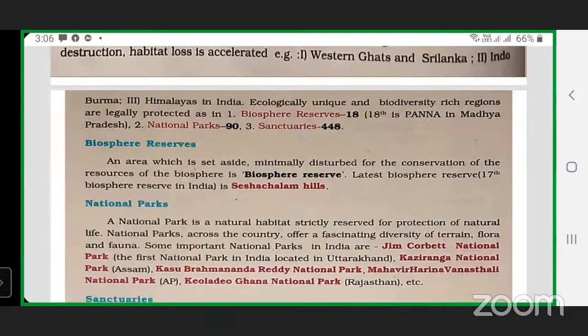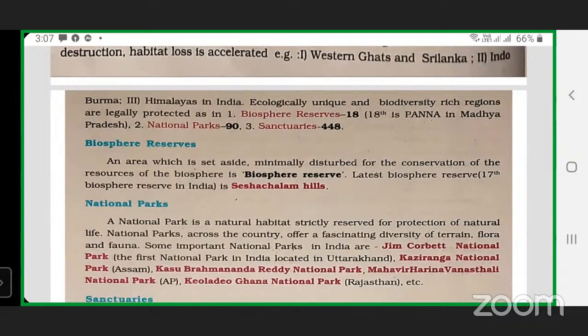What is the latest biosphere reserve? Where is it located? They will give you options. The 18th and latest biosphere reserve is Panna Biosphere Reserve, located in Madhya Pradesh. Biosphere reserve definition: an area which is set aside, minimally disturbed, for the conservation of the resources of the biosphere. We can't disturb them for any purposes. That reserve is highly protected.